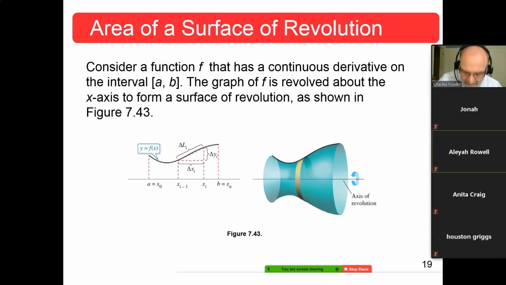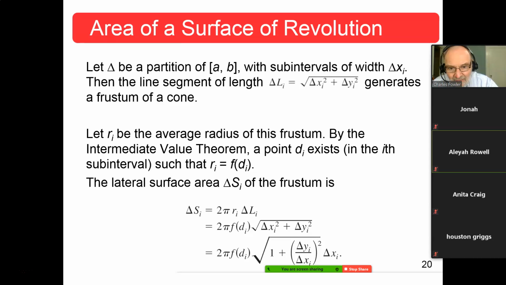Your f sub i was how far above here. You're going around the x-axis, so that gives you f sub i, 2 pi times that length.